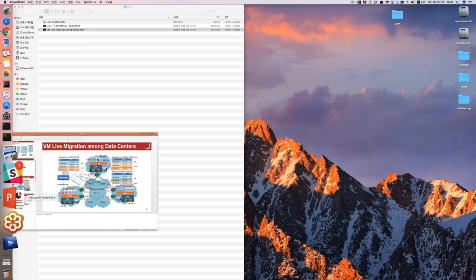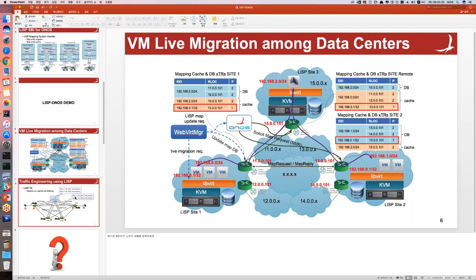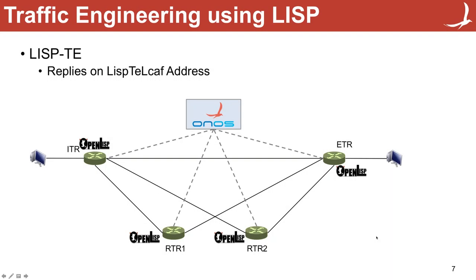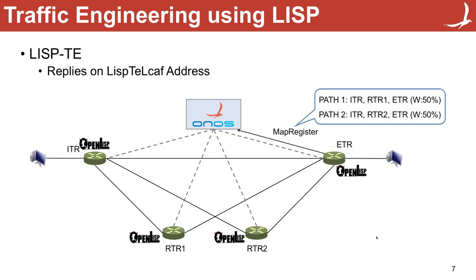And the second demo is for Lisp TE. This demo has been shown in the ONOS build, so I will briefly repeat it. In this demo, we use OpenLisp router, which is another open source Lisp router. So the scenario is as follows.